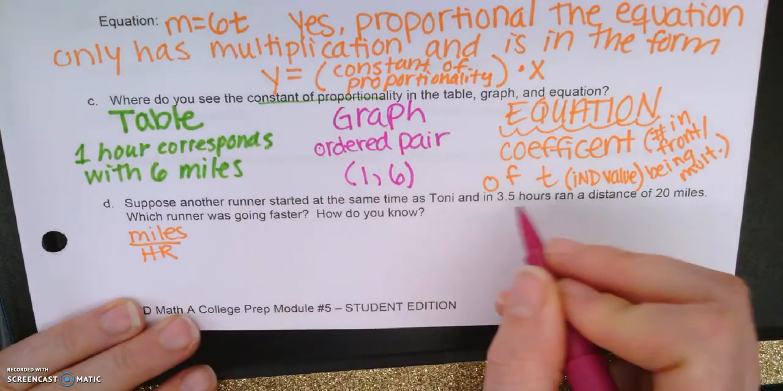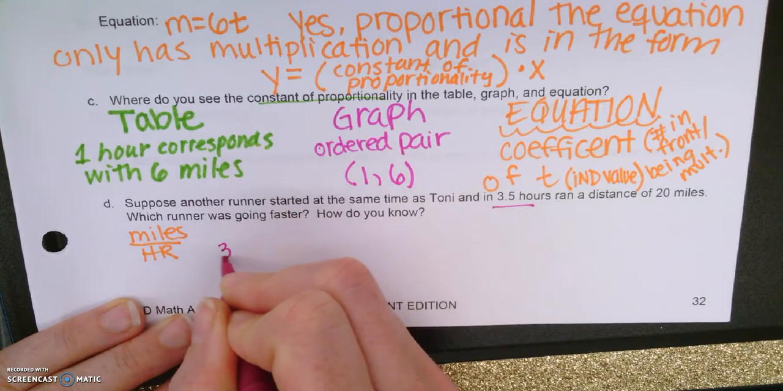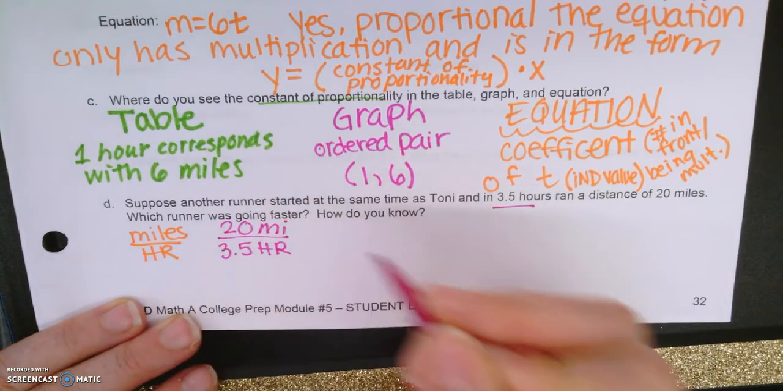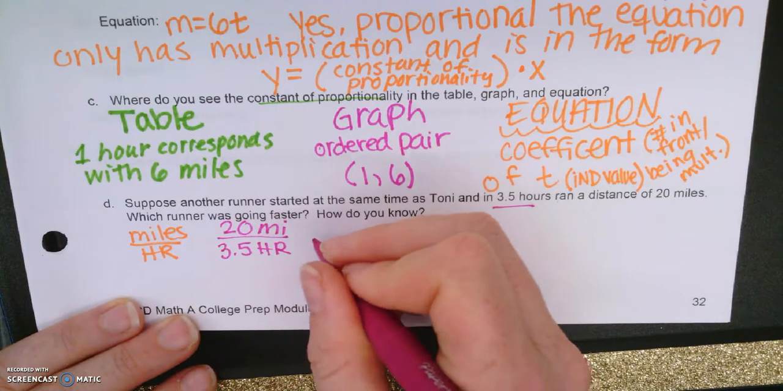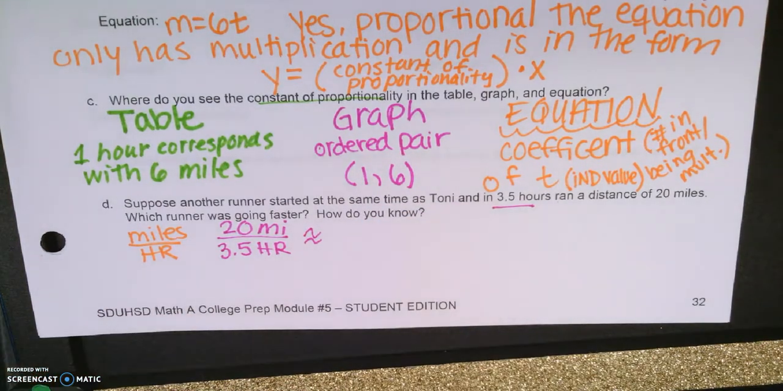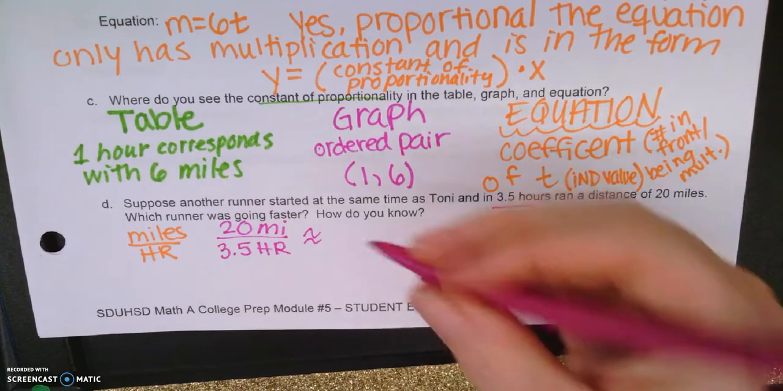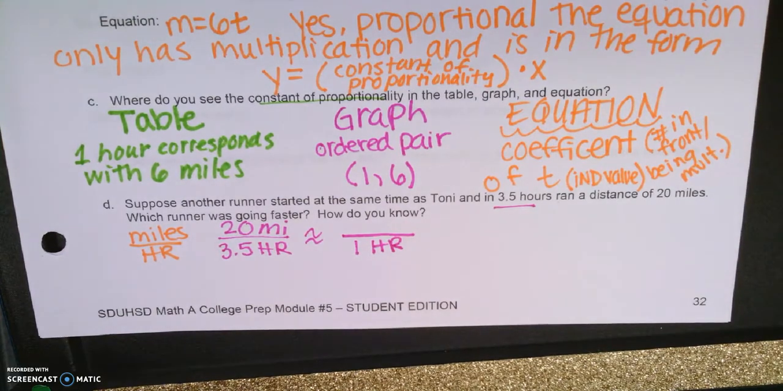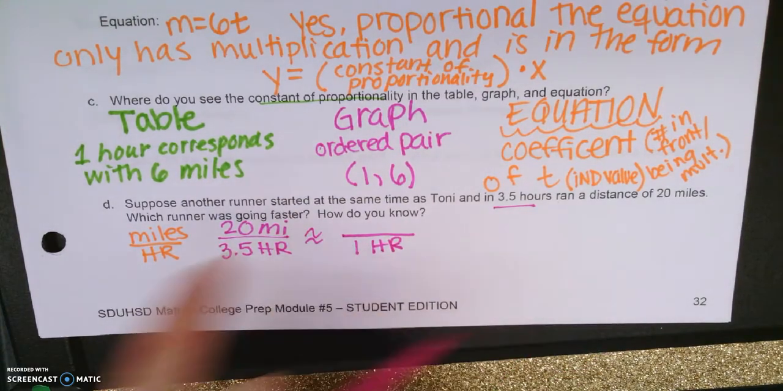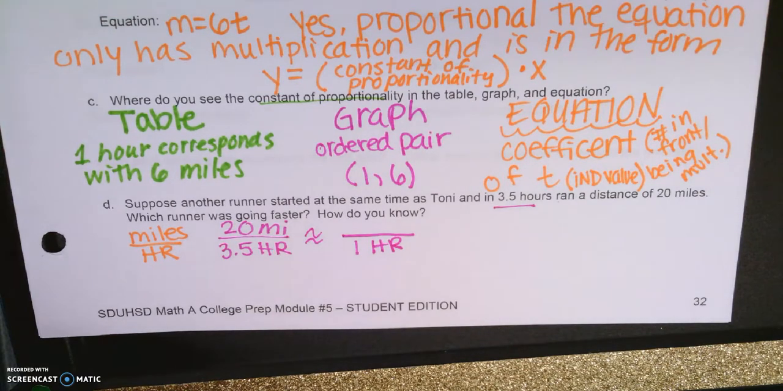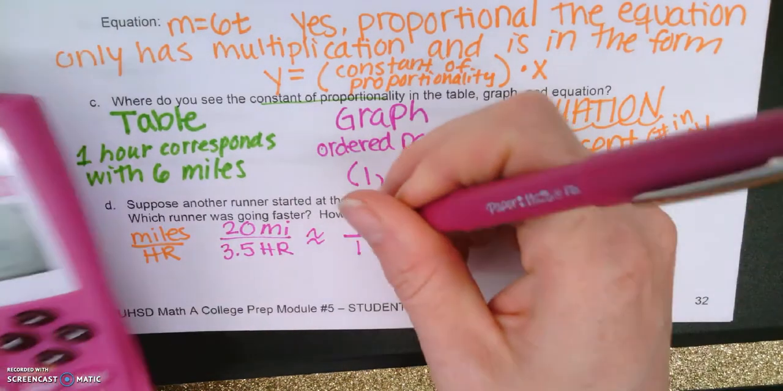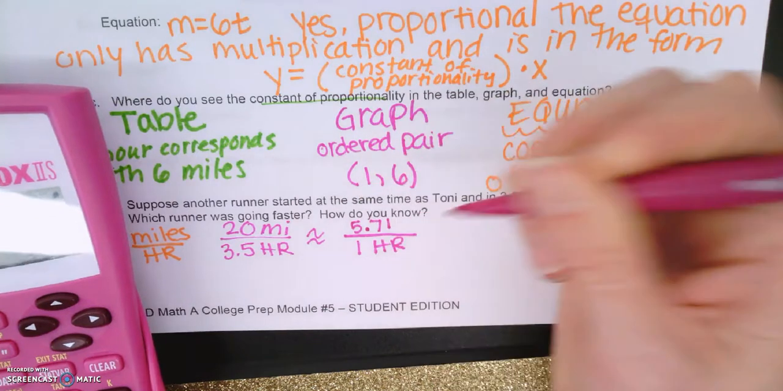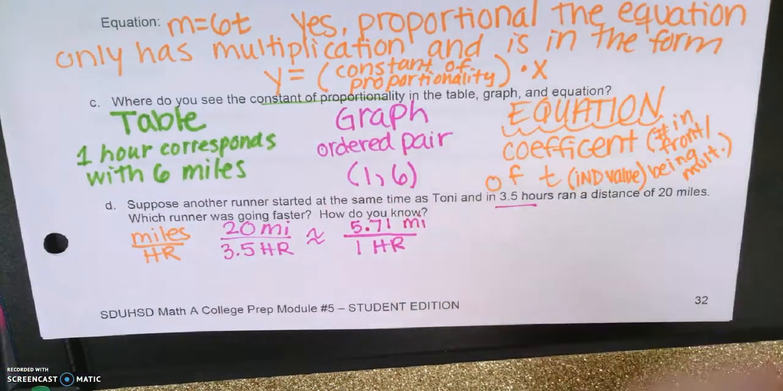So let's take a look, and we already know that Tony is running 6 miles per 1 hour. So our other runner went 3.5 hours and traveled 20 miles. So let's simplify this. And when we use our calculators, so grab your calculator and figure out what that means for 1 hour. Well, if I want to make 3.5 into 1, divide, okay. And let's go to the hundredths place. So that's about 5.71 miles per 1 hour.